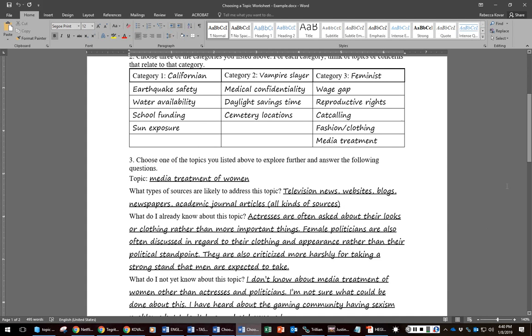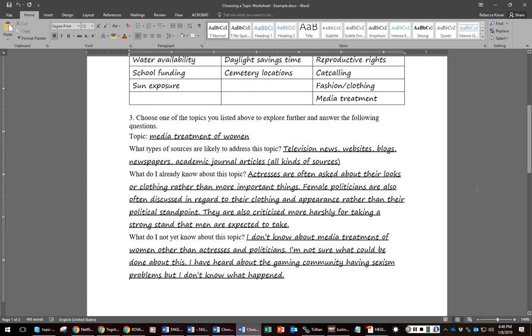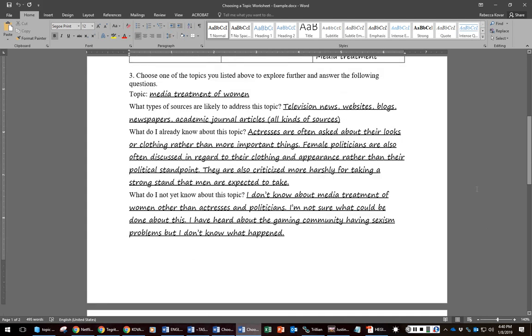So if we look further at this worksheet, just to fill out the rest of it, we see that Buffy has chosen to look at the media treatment of women. And this is actually a pretty broad topic, so we're going to have to narrow that down a little bit more.